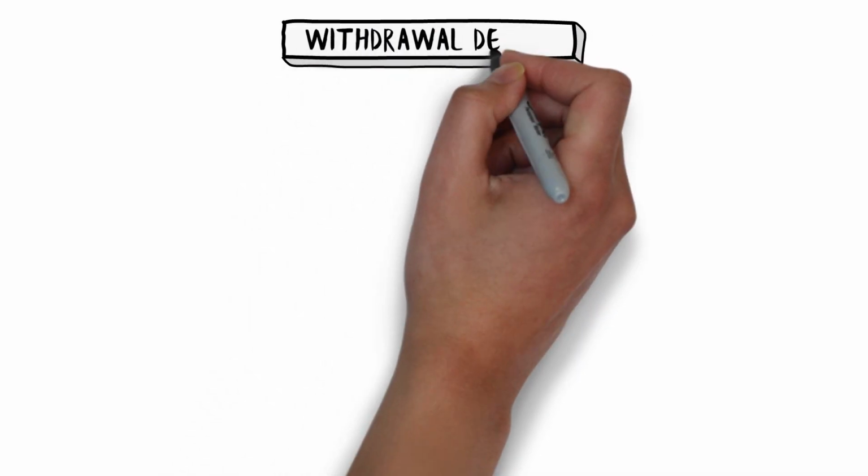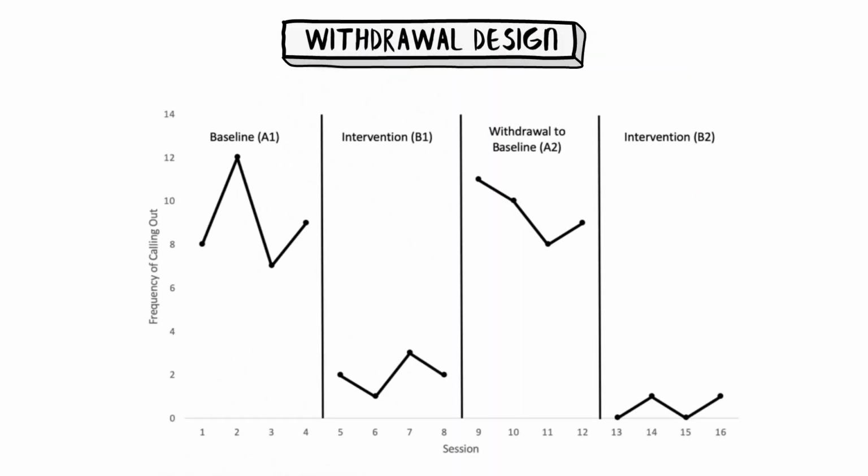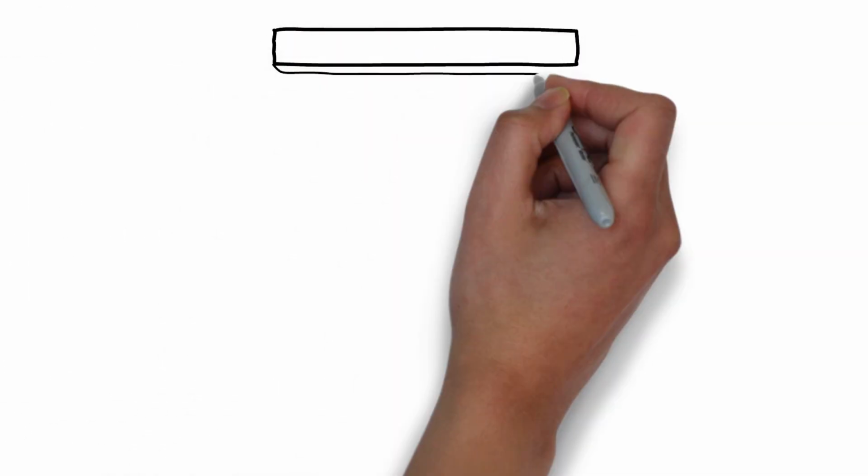Withdrawal design is like the reversal design. The withdrawal design involves implementing an intervention, B, and then withdrawing it to observe if the behavior reverts to the baseline, A. However, in the withdrawal design, the intervention is not reintroduced as in the reversal design.